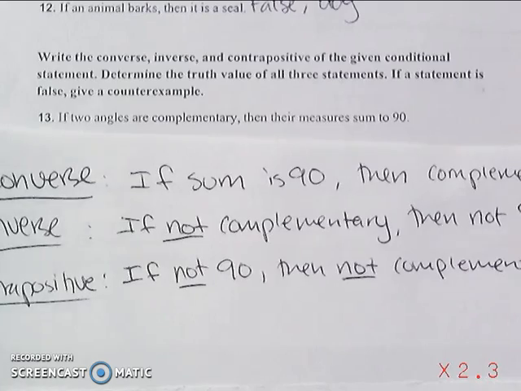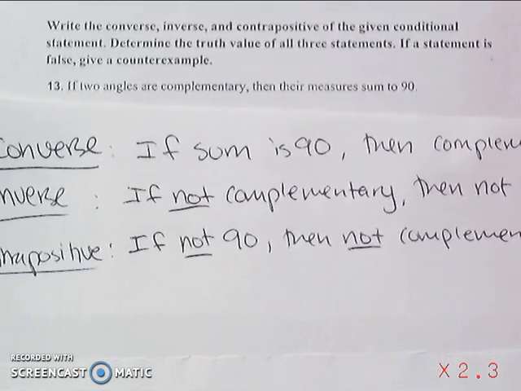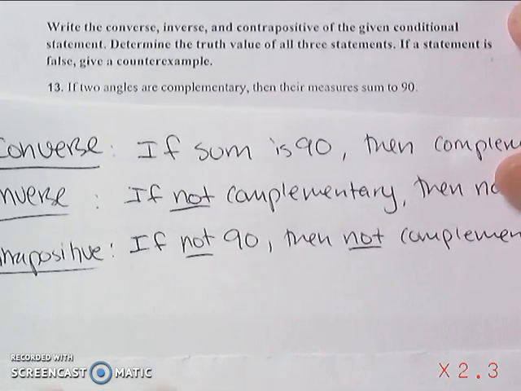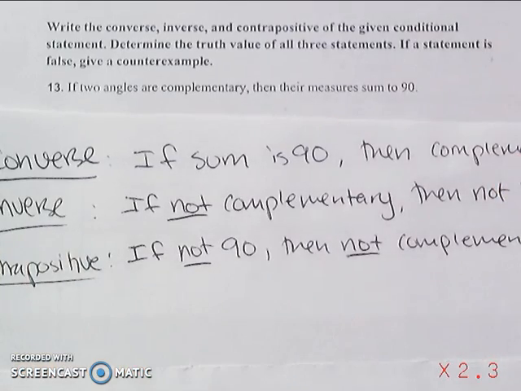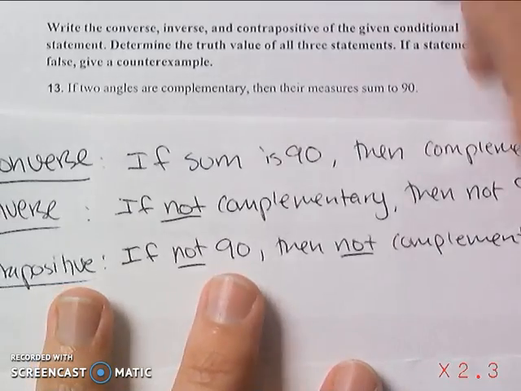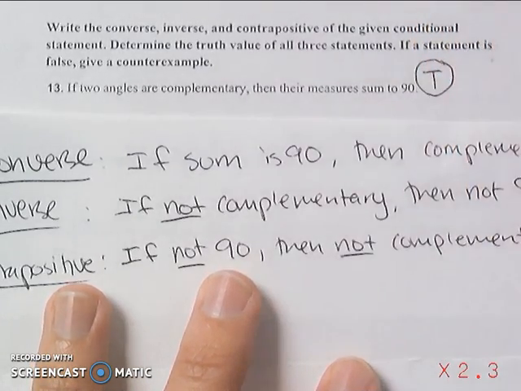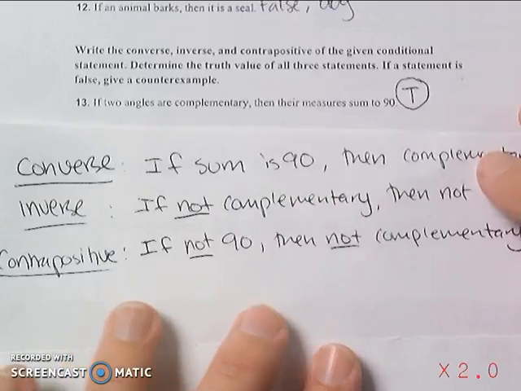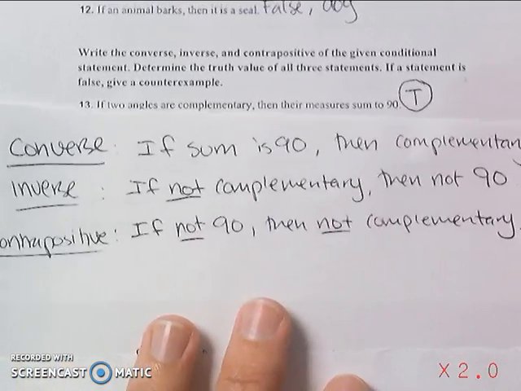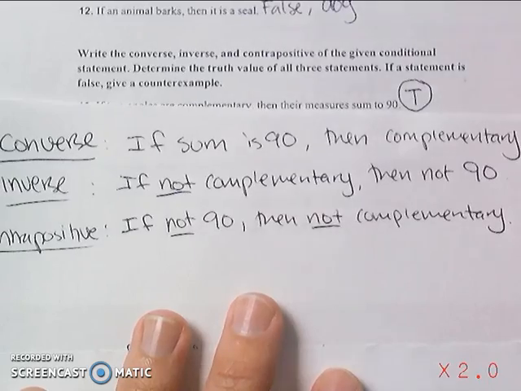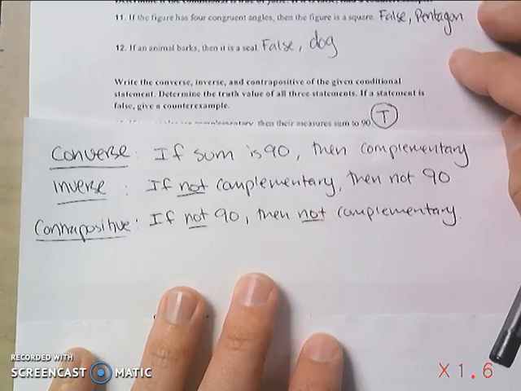So for number 13, I might need to zoom out a little bit, but the first one says if 2 angles are complementary, then their measure is 90. That is true, right? If we have 2 complementary angles, it means they add together to make 90. So that's a true statement. Zooming out, there we go.